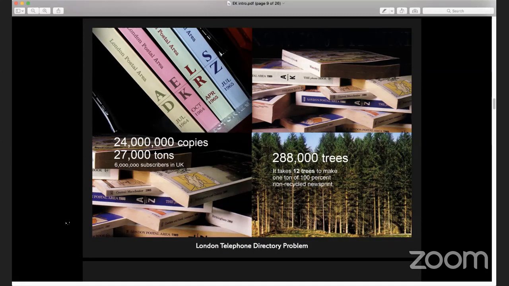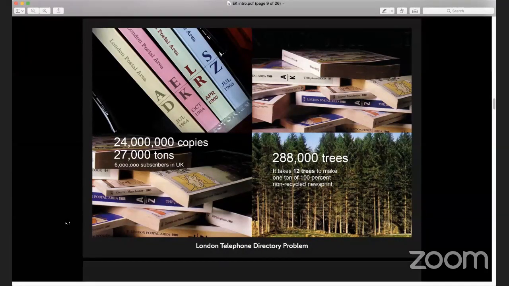Having done the London Underground, the next task he had was to look at the telephone directory typefaces. Most of us, well, all of us now use mobile phones. And with mobile phones, no one even knows what a telephone directory is. London at its height had four different volumes for its phone directories. There were like 24 million copies in print. There were 6 million telephone subscribers in England. In total, 27,000 tons of paper was consumed in the production of these directories. So it was an extremely wasteful exercise.